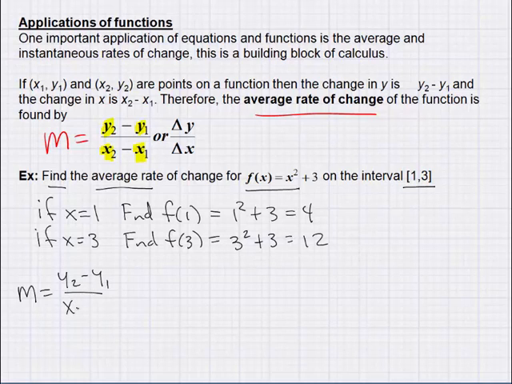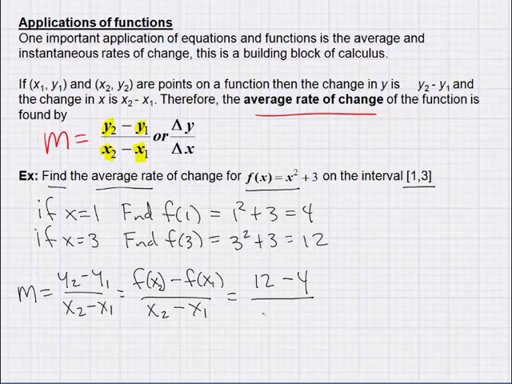So if I want to find the average rate of change, or the slope, I should do y2 minus y1 over x2 minus x1. I could also write this as f of x2 minus f of x1 over x2 minus x1. In that case, I'm going to get 12 minus 4 over 3 minus 1. This would be my f of x2, and this would be my x2, and so on.